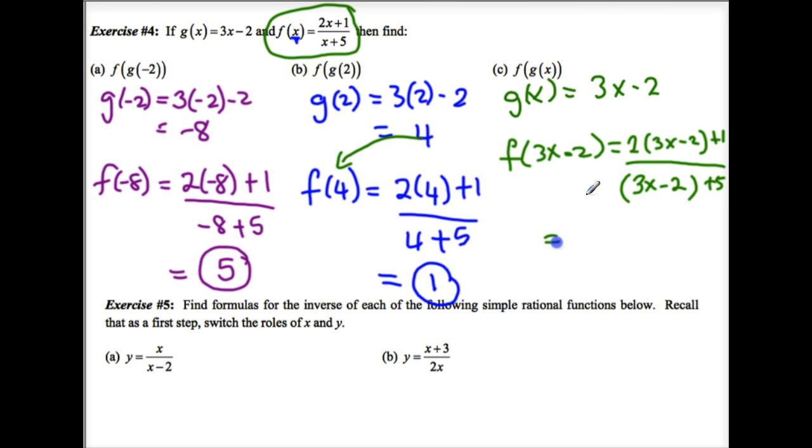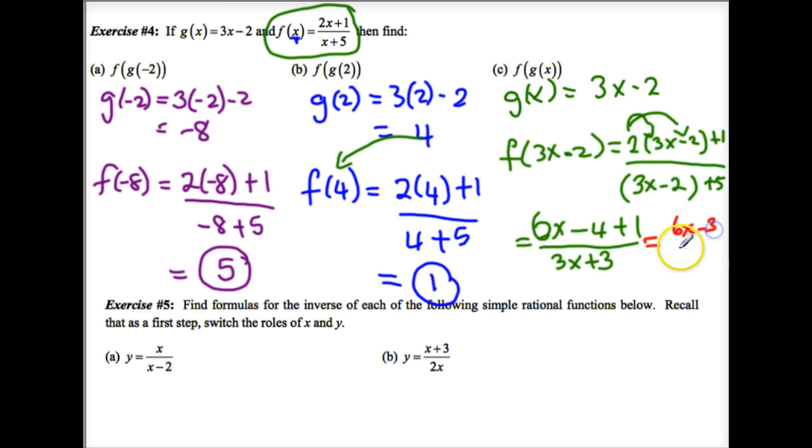So what I want to do is distribute this over first. Get rid of my parentheses. So 3 times 2 is 6. This becomes 6x minus 4 plus 1 over 3x, and I'm going to combine minus 2 plus 5 is a positive 3. So I'm just going to move these over here so I have a little space to finish this. So now what I want to do is just combine like terms. This becomes 6x minus 3 over 3x plus 3. This is my final answer.